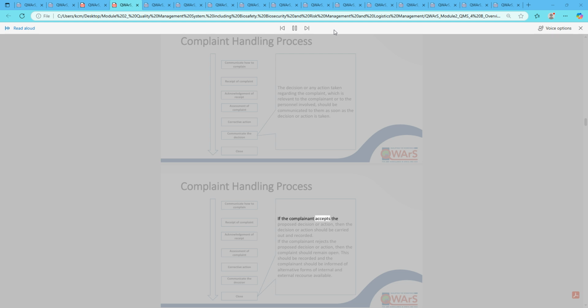If the complainant accepts the proposed decision or action, then the decision or action should be carried out and recorded. If the complainant rejects the proposed decision or action, then the complaint should remain open. This should be recorded, and the complainant should be informed of alternative forms of internal and external recourse available.